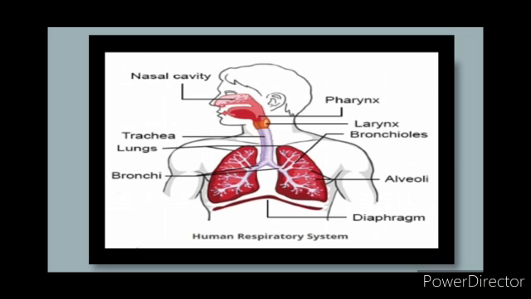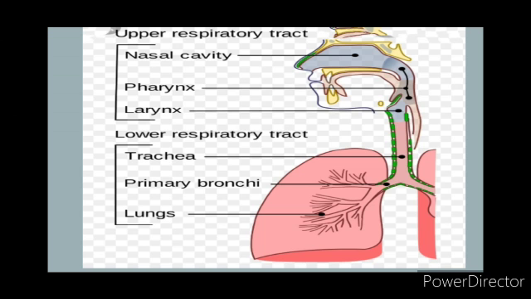When we talk about the respiratory system in human beings, it consists of two major components. First is the respiratory tract and the second is the respiratory organs. Now the question arises: what is the respiratory tract? We can say the path through which oxygen reaches the lungs and carbon dioxide is removed from the lungs is known as the respiratory tract. It consists of several structures, for example nose, pharynx, larynx, trachea and bronchi. The respiratory tract is not concerned with gaseous exchange.